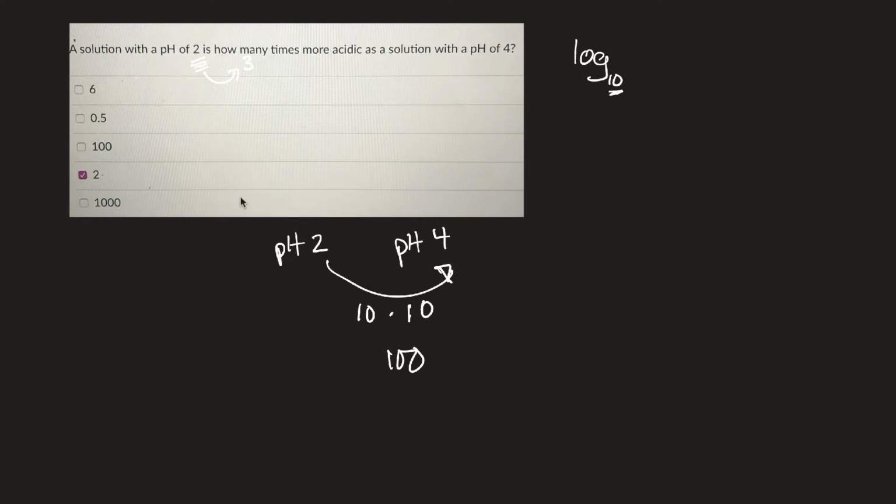So each number in the pH is a factor of 10. So if you went from pH, say 1 to 5, so that'd be 2, 3, 4, 5. So that'd be 10 for each one of those. So it'd be 10,000 more acidic. 1 would be 10,000 times more acidic than 5.